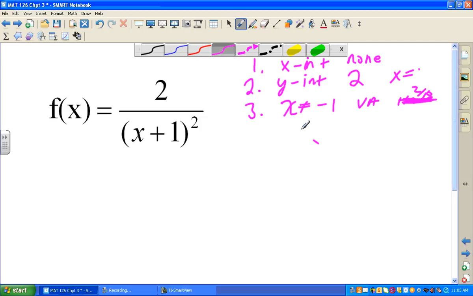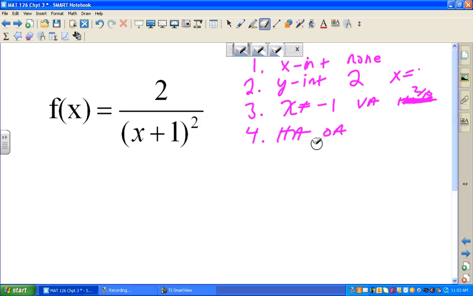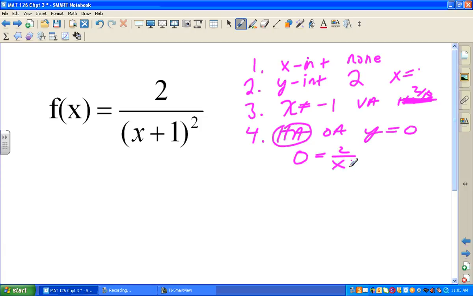Does it ever cross? Well, let's... Yeah, I know. I was already jumping ahead. Horizontal or oblique? Yeah, at 0. The degree of the numerator is 0. The degree of the denominator is 2, so that's pretty easy. Horizontal at y equals 0. And does it cross? The answer is obviously going to be no, it does not.